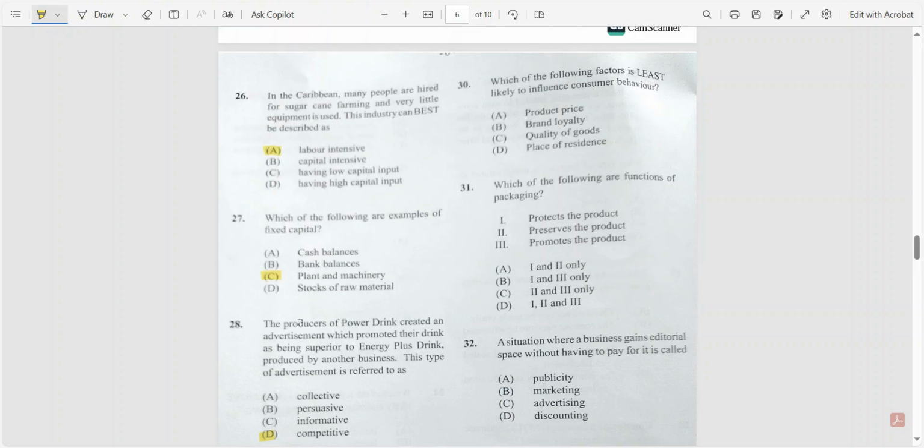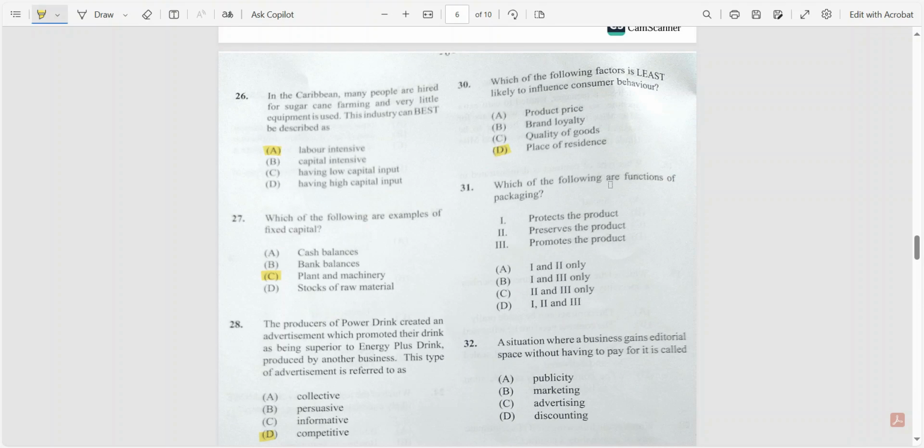Which of the following factors is the least likely to influence consumer behavior? Is it the price, brand loyalty, quality of goods, or place of residence? And the answer is D, the place of residence.